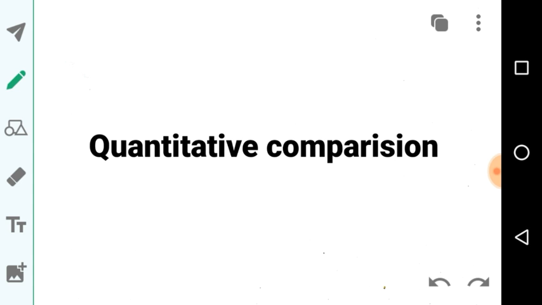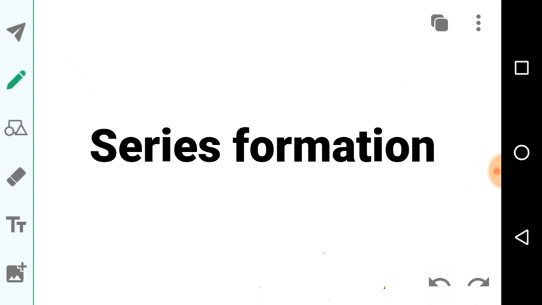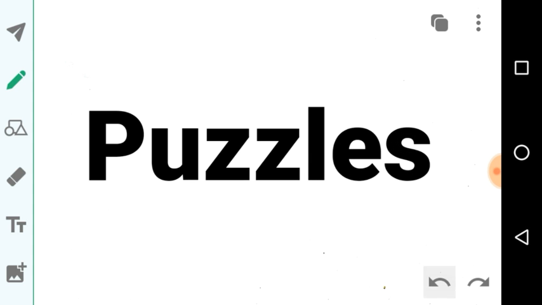Quantitative comparison. These are comparisons of different quantities, like mathematical quantities, etc. Series formation. We need to look at important series formations like number series, alphabetic series, geometrical series, etc. Puzzles. Okay, so these are the simple and small content from the Part A syllabus. By just concentrating on all of them, one can get the maximum score from Part A.